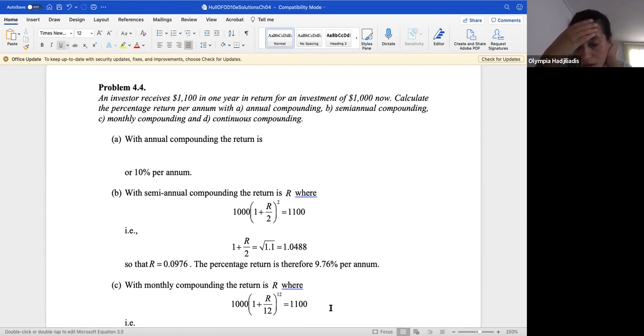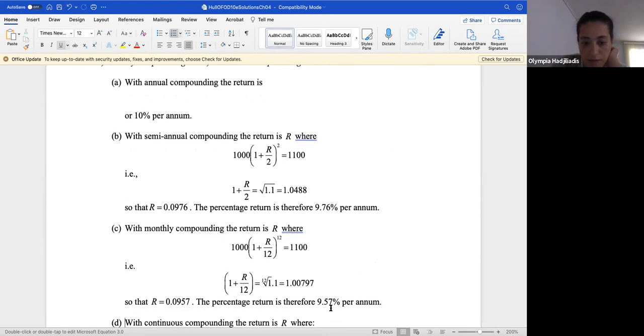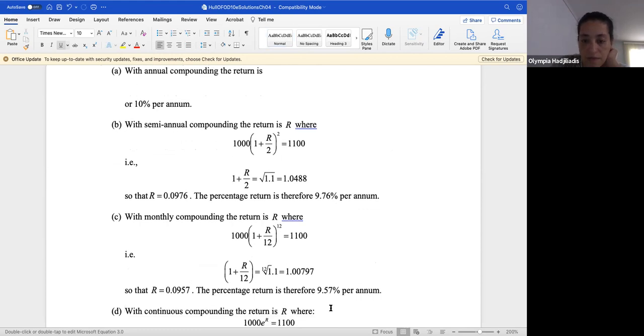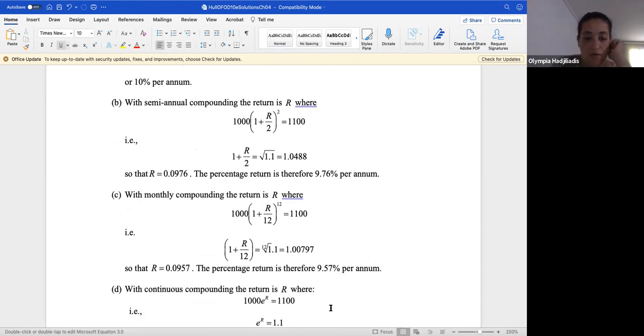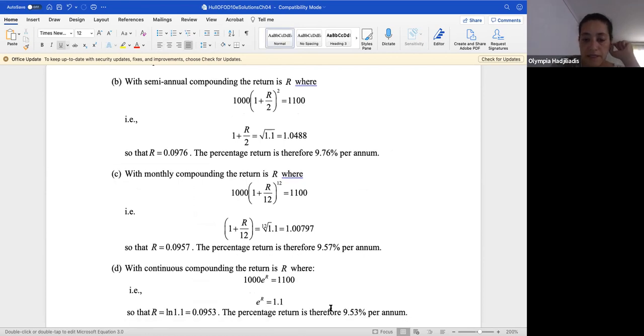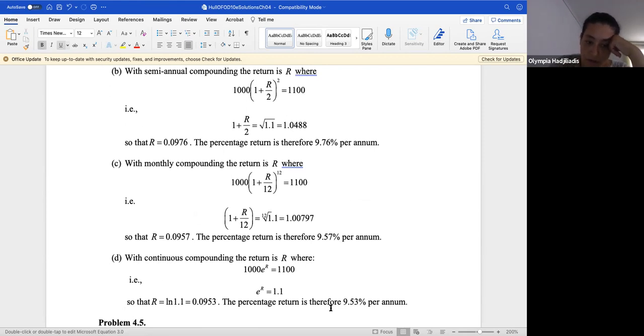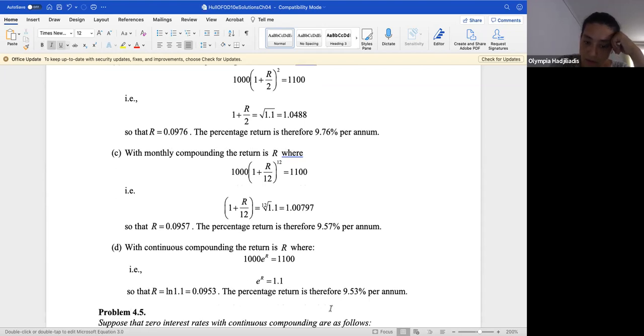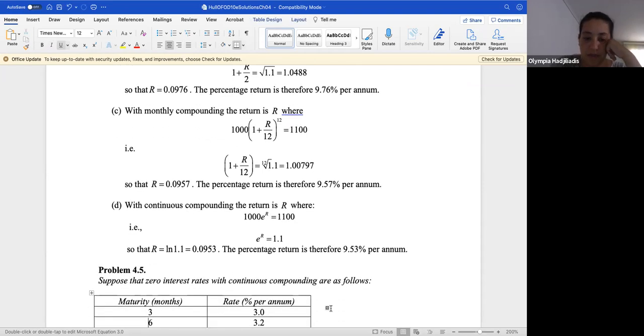With monthly compounding, the return is R, where 1,000 times (1 plus R over 12) to the 12 gives you 1,100, and you solve for R, and you obtain 9.57% per annum. With continuous compounding, the return is R, where 1,000 e to the R should equal 1,100. And so that gives you the logarithm of 1.1, which is 0.0953. So the percentage return is therefore 9.53% per annum.